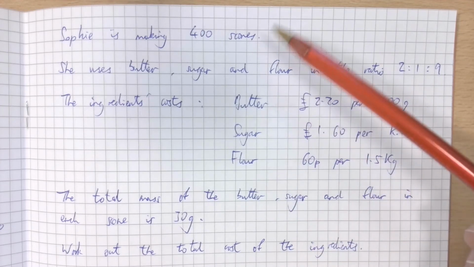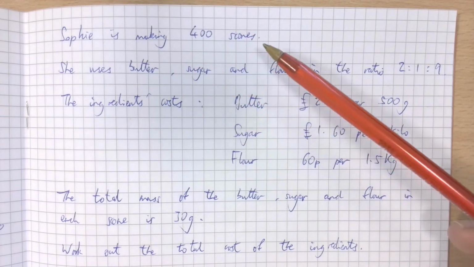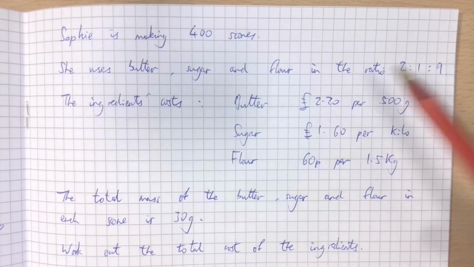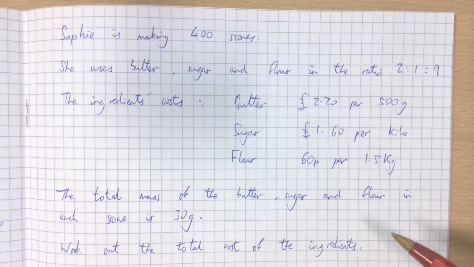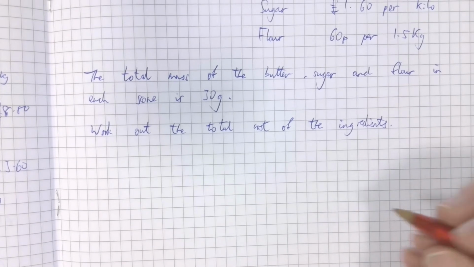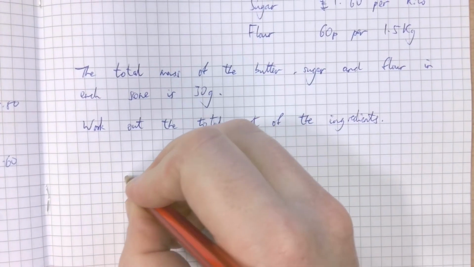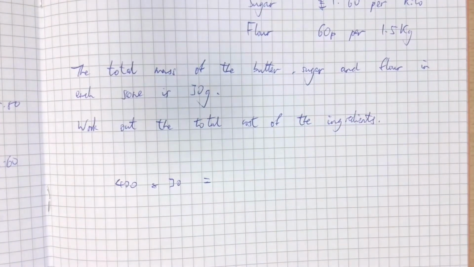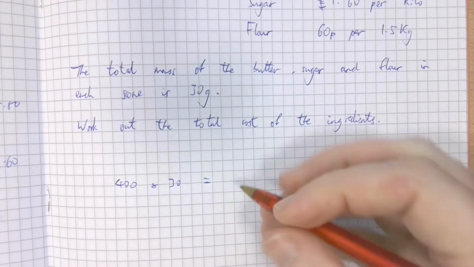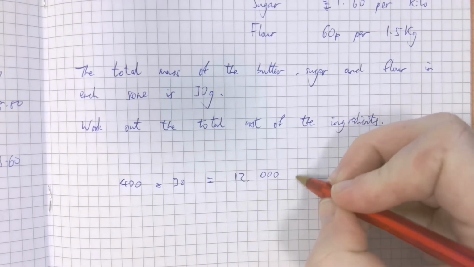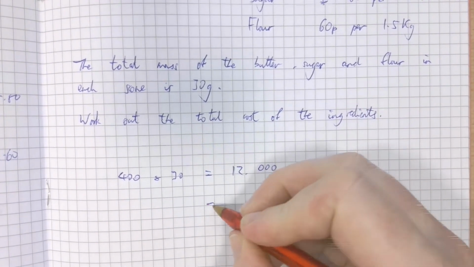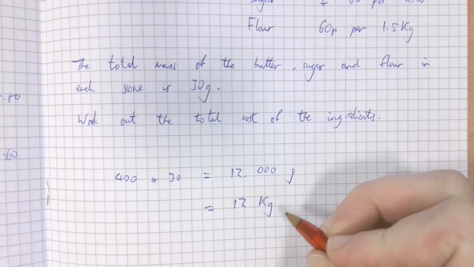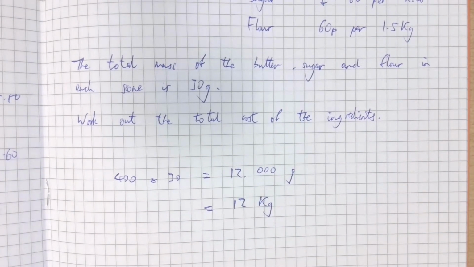So instead of thinking about how much it costs to make each scone and then times it by 400, let's think about what 400 scones weigh and then relate that to these prices. Okay? So, how many grams do all 400 weigh? Well, that's 400 times 30 grams. 400 times 30, 12,000 grams. Or, if you want to write that in another way, 12 kilograms. That is a lot of scone density.